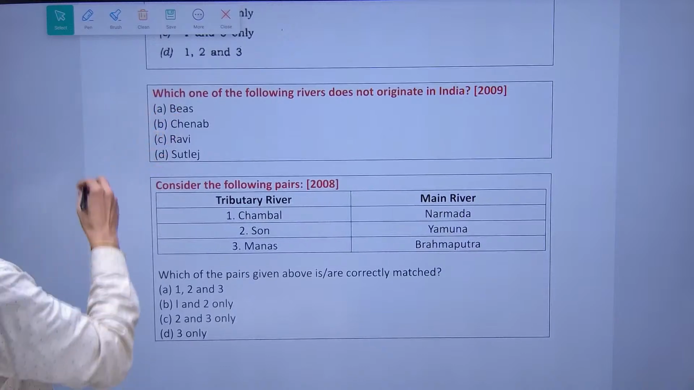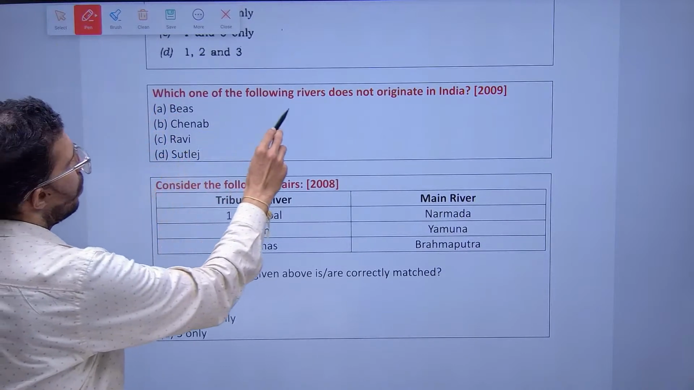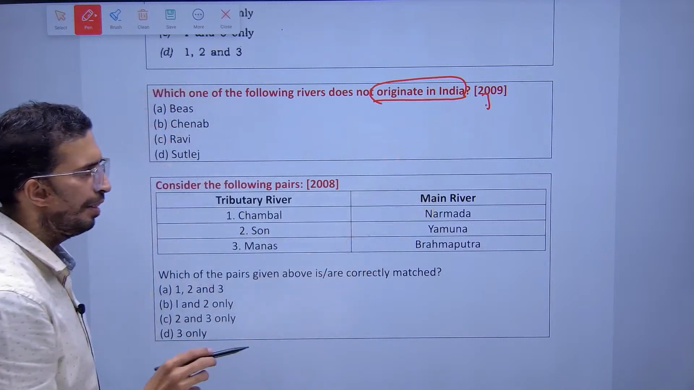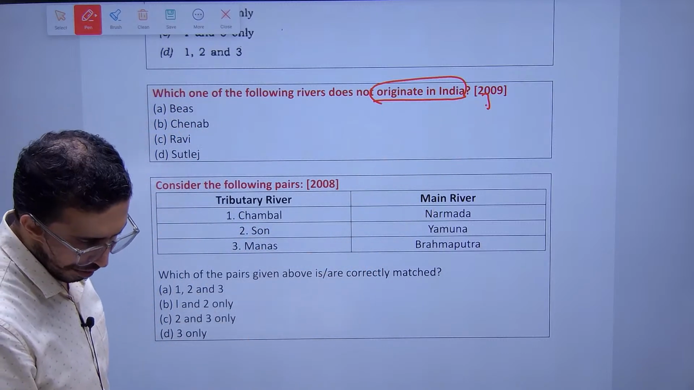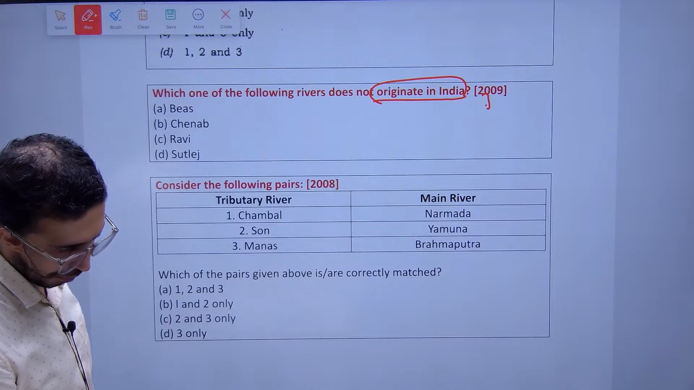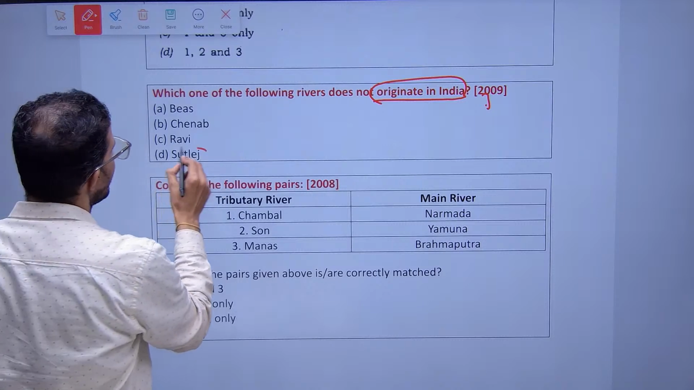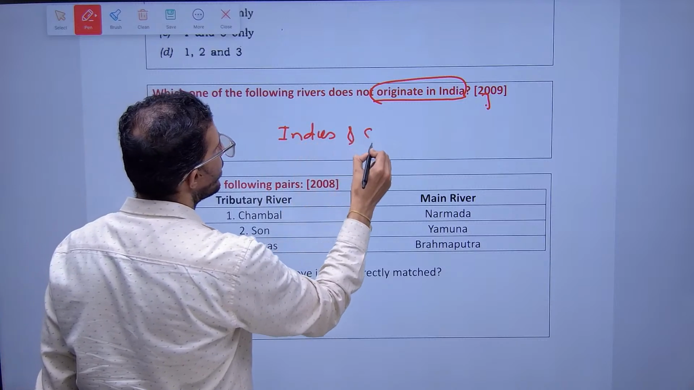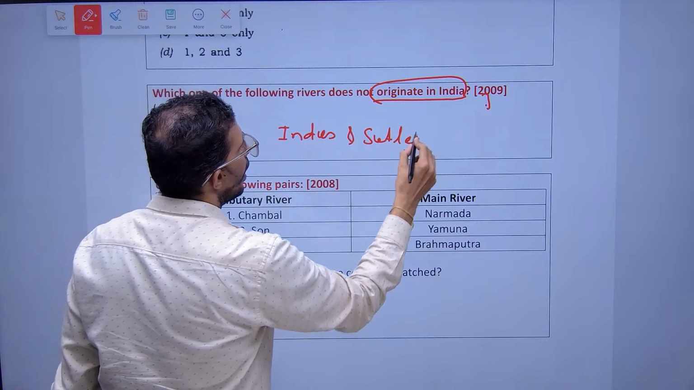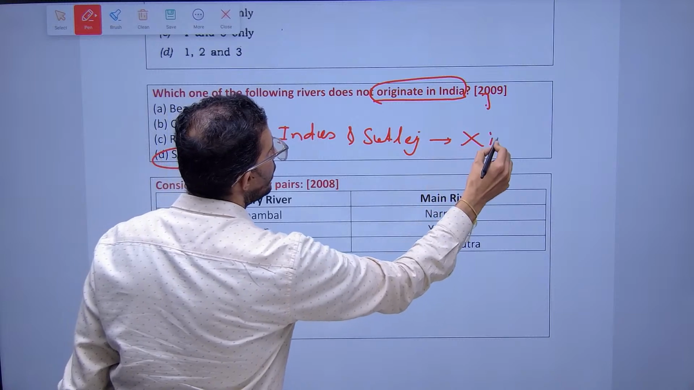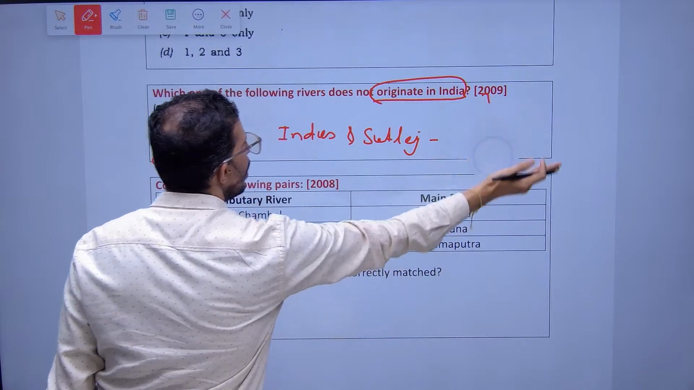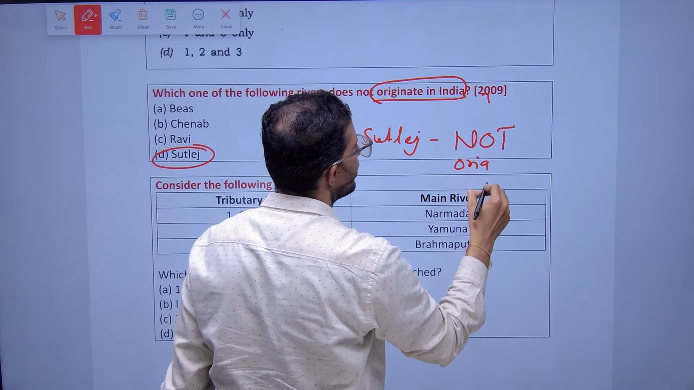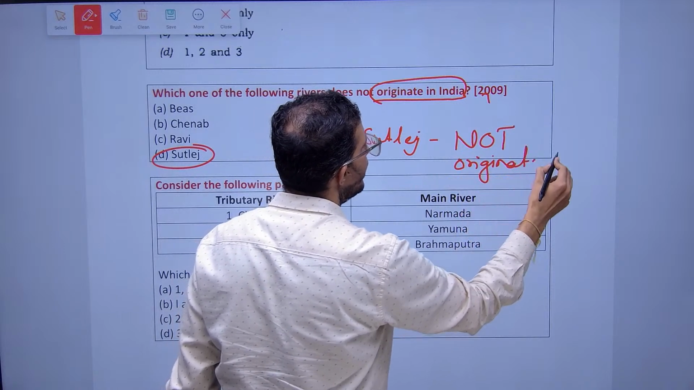Which one of the following rivers does not originate in India? This is asked in 2009. Then now you can answer this question correctly. Which of this? The Satluj. We know the first one, the main river Indus and Satluj, do not originate in India.